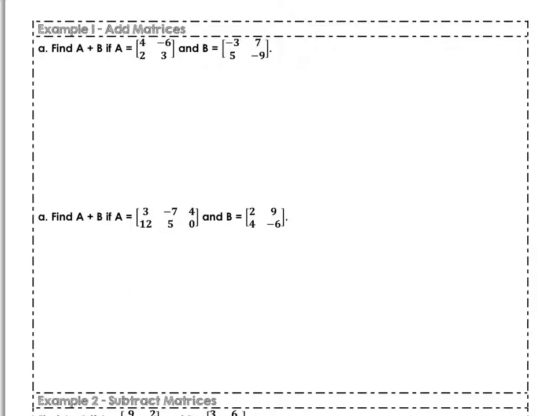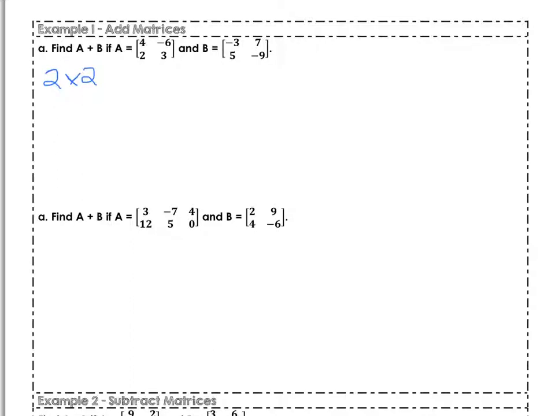In order for me to add matrices together, they need to have the same dimensions. So in A, I'm noticing that both A and B are 2 by 2s because they have 2 rows and they have 2 columns. So when adding two matrices together, I get to add their corresponding elements, okay?